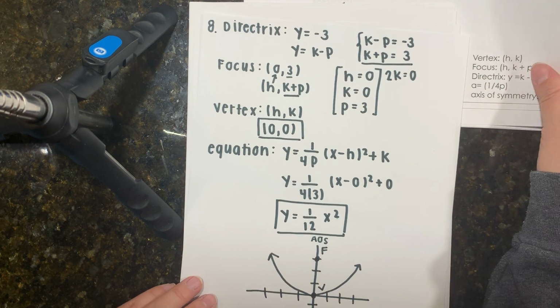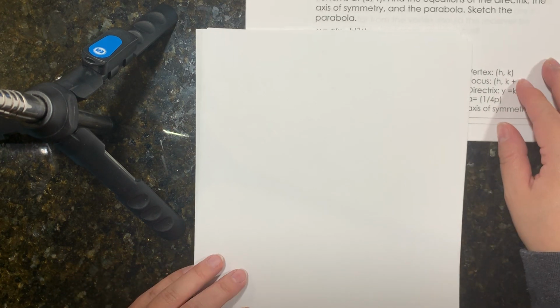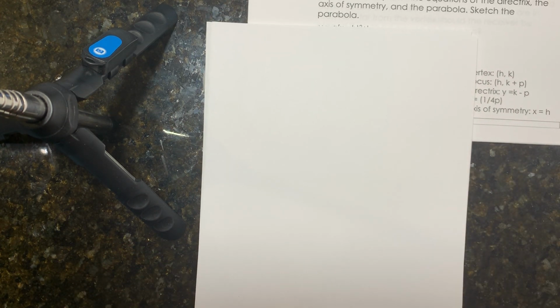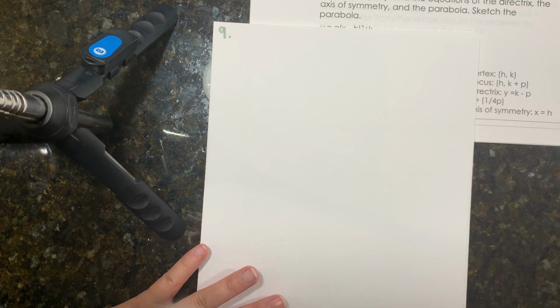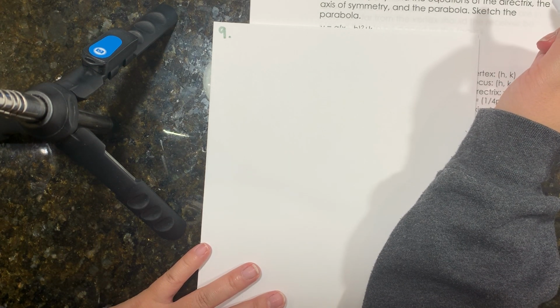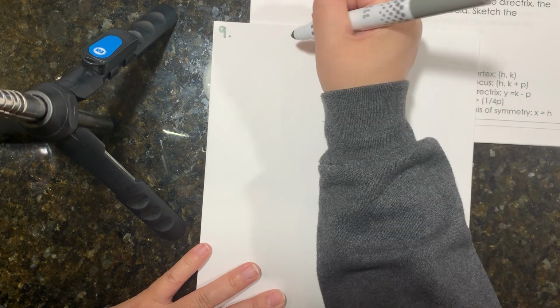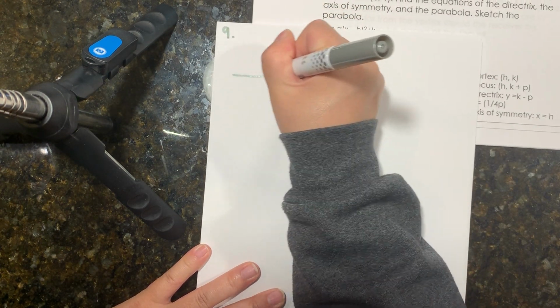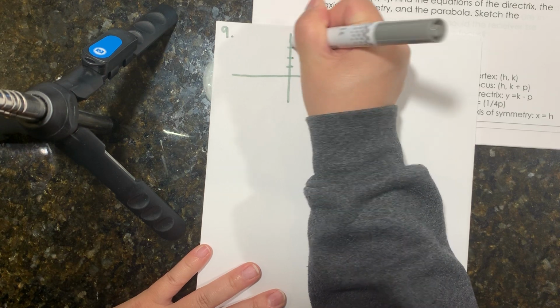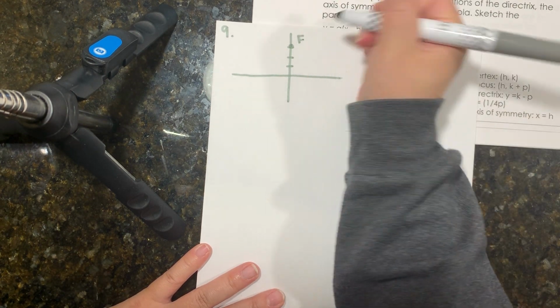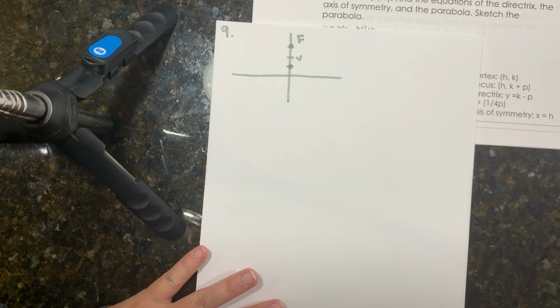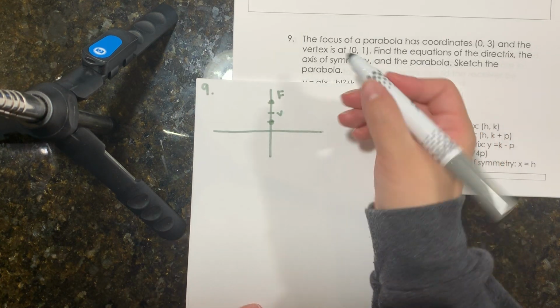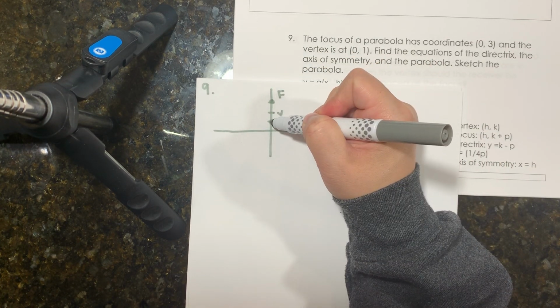Okay, so moving on, we're going to look at number 9 as well. For number 9, we're actually going to start with trying to graph this. So it says that the focus is going to be at 0, 3. 1, 2, 3. This is my focus. And then my vertex is 0, 1. This is my vertex.